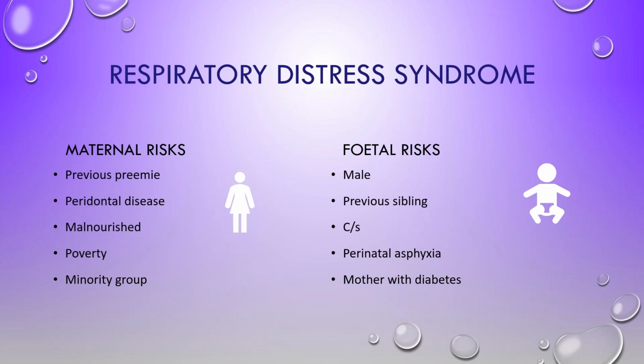This definitely happens. The fetal risks: being a male, having a previous sibling as a preemie, cesarean section, because there hasn't been that pressure to the thoracic cage, allowing the fluid to come out. Perinatal asphyxia, so here we're talking about an antepartum hemorrhage, a peripartum hemorrhage, and a postpartum hemorrhage. All three of those can cause it, as well as placental problems. And then, of course, the mother with diabetes, as well as a mother that is septic.